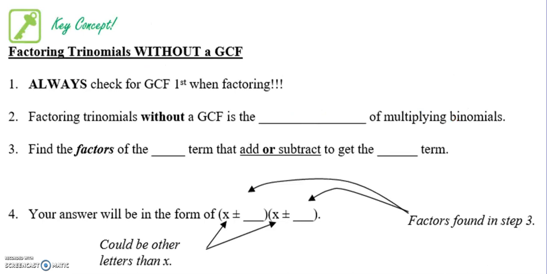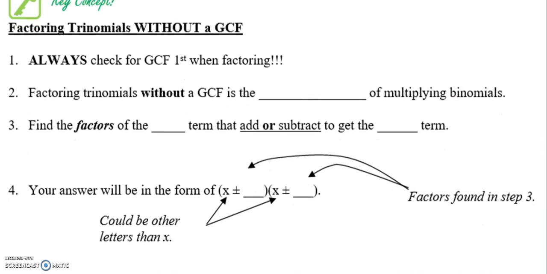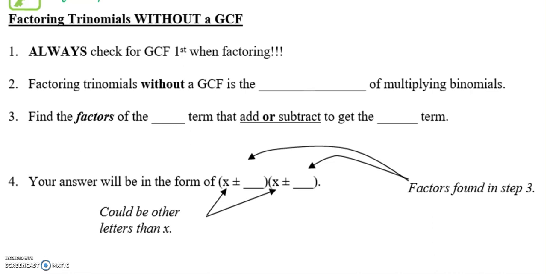All right, so I have some really easy steps that you can follow when you're doing these problems. And if you follow this, it will become pretty easy. So when you're factoring trinomials, always check for a GCF first. These ones won't have it, but you should always check for that first, because you never know. Factoring trinomials without a GCF is the reverse of multiplying binomials. You're just going to do the opposite.